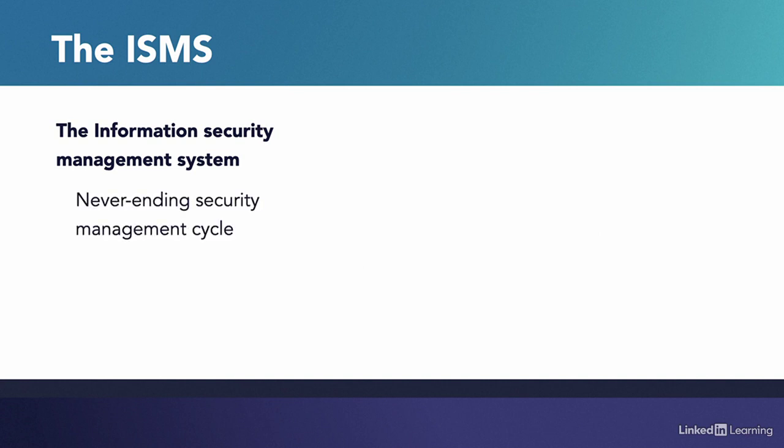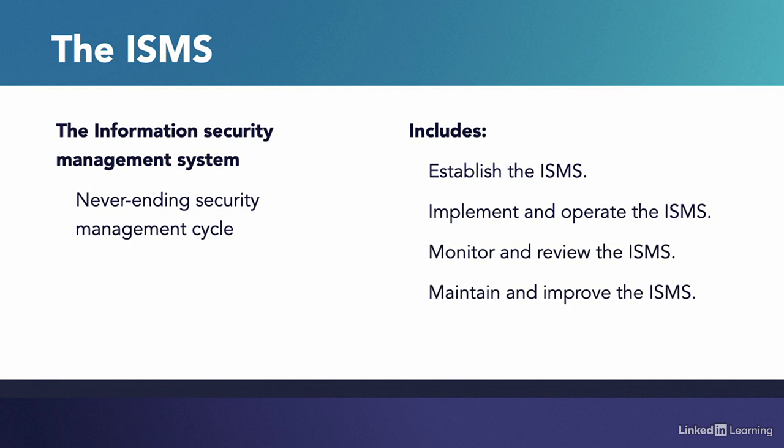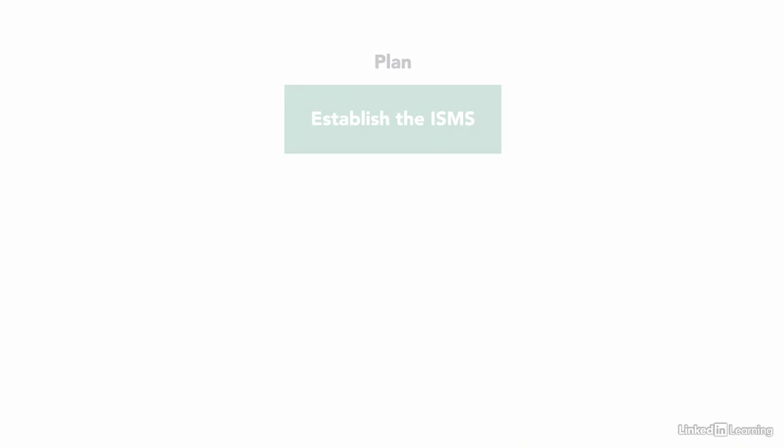The ISMS is a never-ending security management cycle which includes four main parts: establish the ISMS, implement and operate the ISMS, monitor and review the ISMS, and maintain and improve the ISMS. These parts of the ISMS correspond to the classic Plan, Do, Check, Act, or PDCA continuous improvement method. You can see how clauses 4 through 10 fit nicely into the PDCA model.